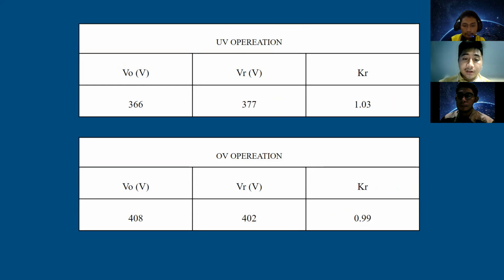To calculate the under voltage and over voltage operation, we use the same formula, which is KR equal to VR over VO. For under voltage, VR over VO, we get the answer 1.03. And for over voltage, VR over VO, we get 0.99.